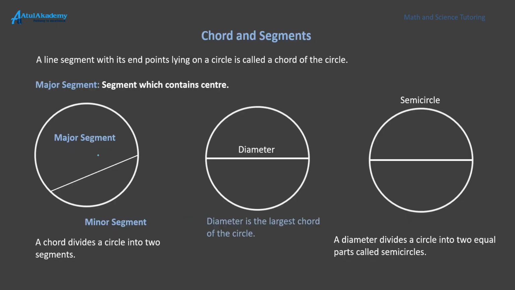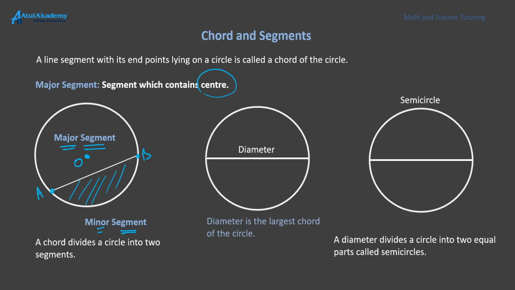Now the next point that comes over here is the chord and its segments. A chord is a line segment. If you see over here, let me name it AB. This line segment has endpoints on the circle and it divides the circle into two parts. Those two parts are called segments. The bigger one, which contains the center, is called the major segment. The smaller one is called the minor segment. This is the minor segment.